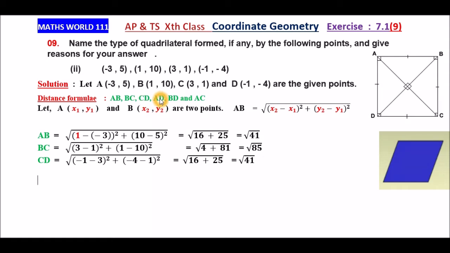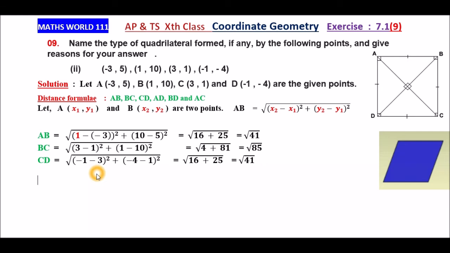And now you find AD. AD is nothing but the distance between the points A and D, where A is (-3, 5) and D is (-1, -4). From the formula, A is x1, y1, so x1 is equal to -3, y1 is equal to 5. And x2, y2: x2 is equal to -1 and y2 is equal to -4. Just simply substituting these values in the formula, we get AD.